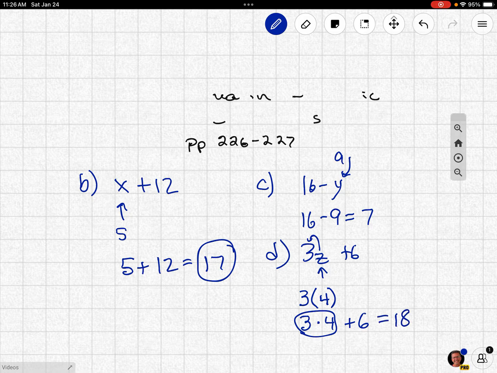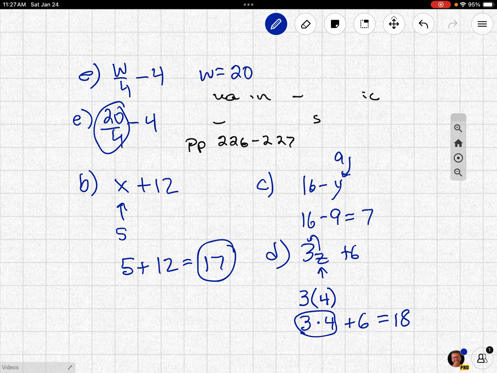And last but not least, I'll put it up here at the top. Letter E, evaluate W over 4, which means, remember, fractions are division problems, so that's W divided by 4 minus 4. And they're telling us that W is equal to 20. Well, if I put a 20 in place of the W, 20 over 4 minus 4, the 20 divided by 4 is equal to 5.